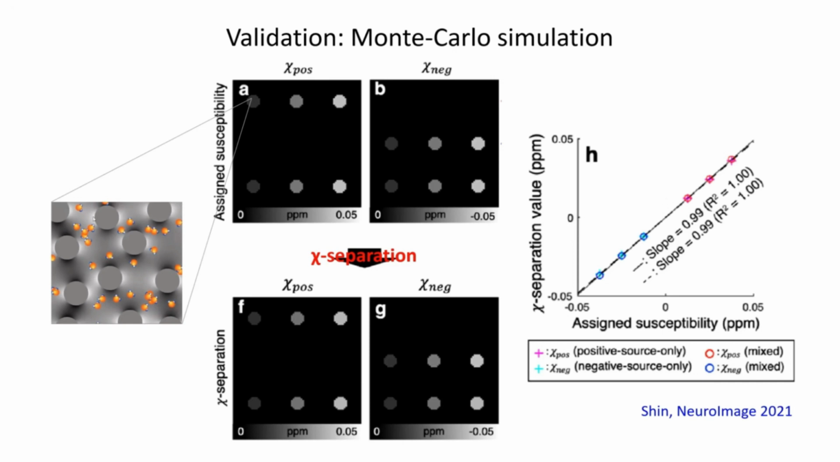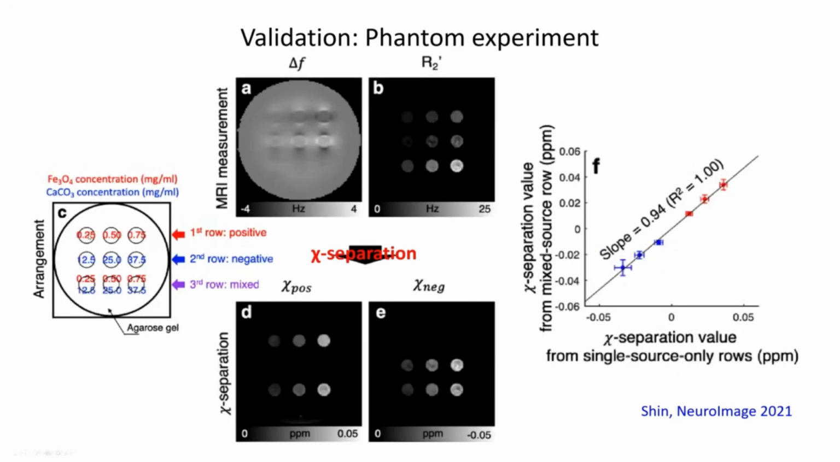The same story goes for this phantom experiment using 3 different concentrations of iron and 3 different concentrations of calcium and the combined cylinders, resulting in exactly the same scenario and the result as shown on this right plot, confirming that the algorithm works for the phantom as well.